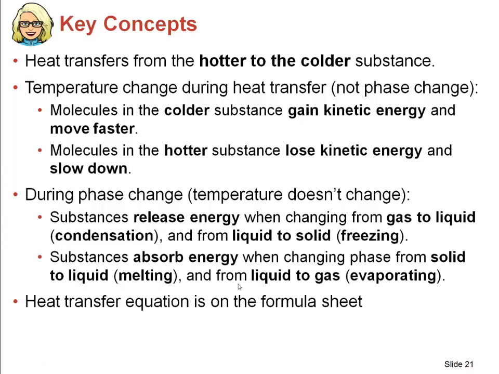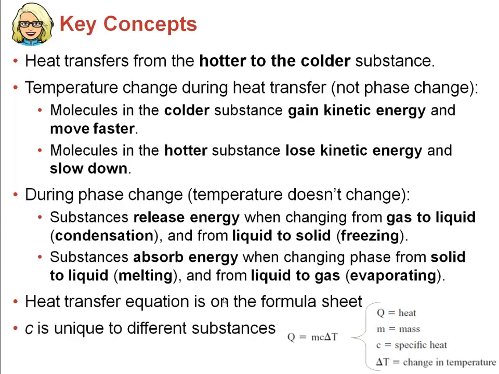The heat transfer equation is on the formula sheet, and it's Q equals mc delta T. The variables are also described on the formula sheet. Remember that C, the specific heat, is unique to different substances. So the amount of energy it takes to heat something by 1 degree Celsius for 1 gram is different for different materials.